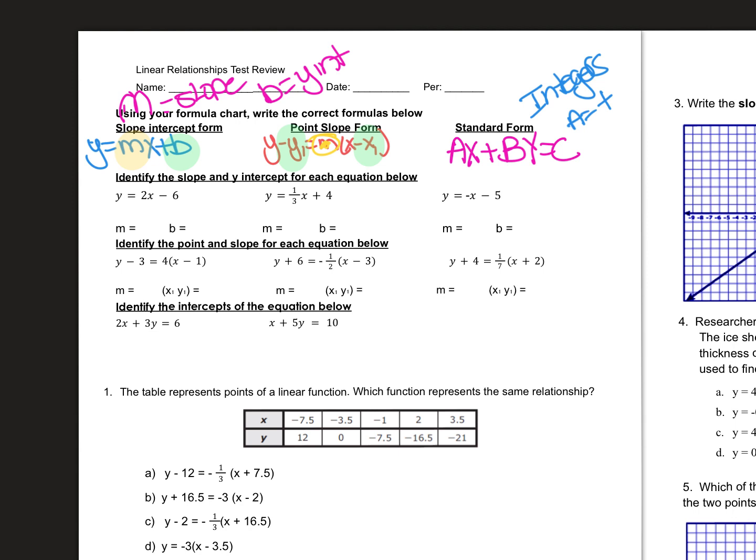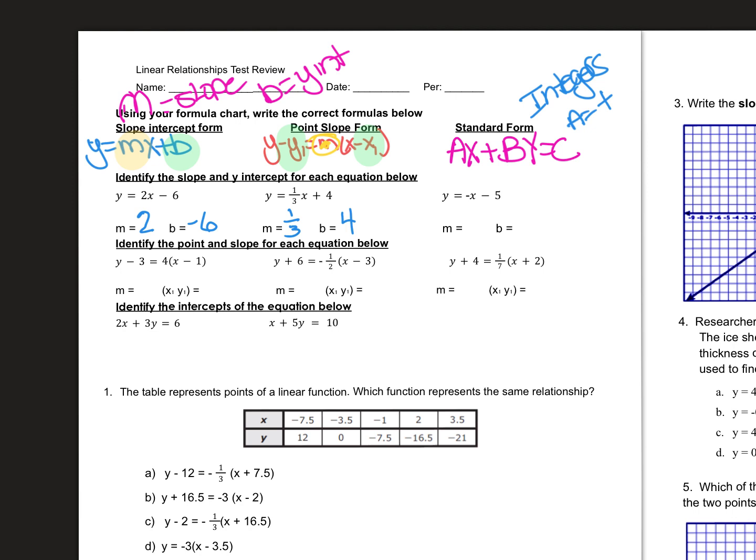So on our next section, we need to identify the slope and y-intercept for each equation below. Looking at them, they are all in slope-intercept form, y equals mx plus b. We know our slope is attached to our x, so that is going to be 2 for the slope in this equation. And then for our y-intercept, our b, it is -6. Remember, always take the sign that is in front, okay? For our next one, we have our slope of 1/3, our y-intercept of 4.